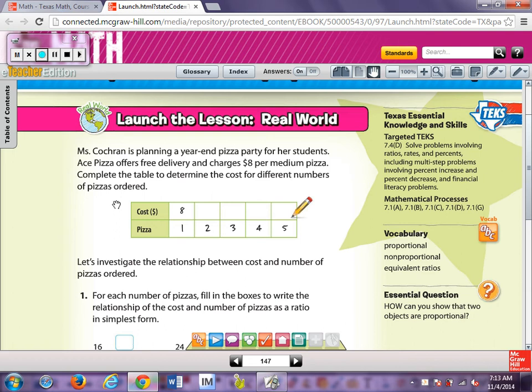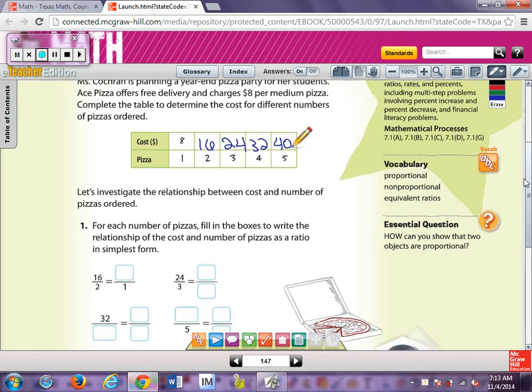One pizza costs $8. If the price is the same, then two pizzas should cost 8 more, or 8 times 2, 16. And then we complete the pattern. 8 times 3, 24. 8 times 4, 32. 8 times 5 is 40. So here we have a relationship between the number of pizzas ordered and the total cost for the pizzas. And as we all can see, there is a pattern going on here. So let's continue to explore this problem some more.